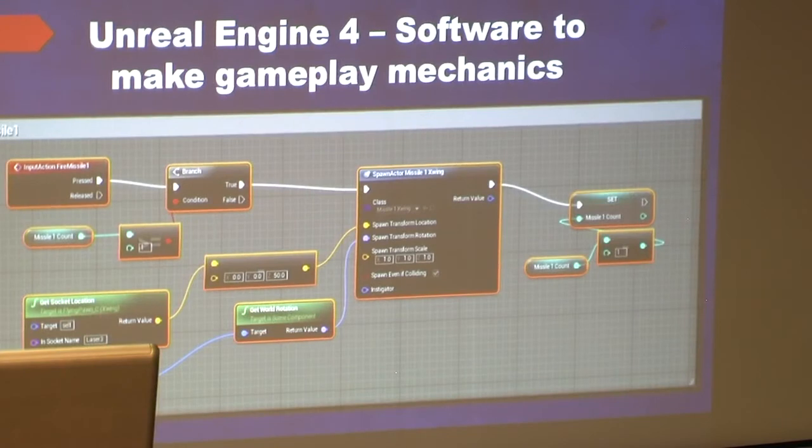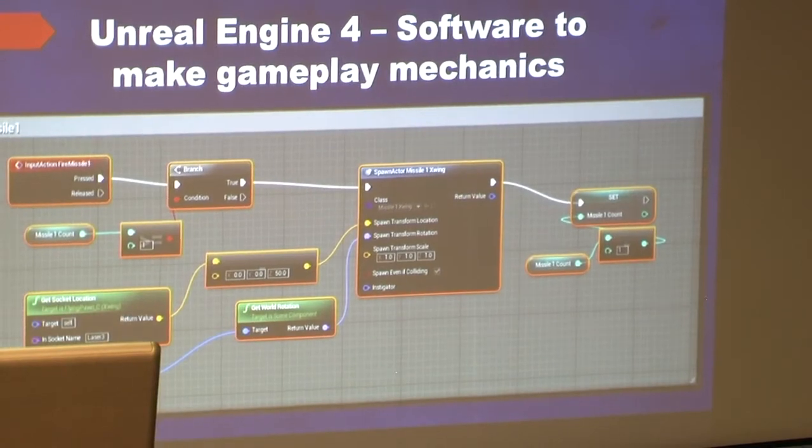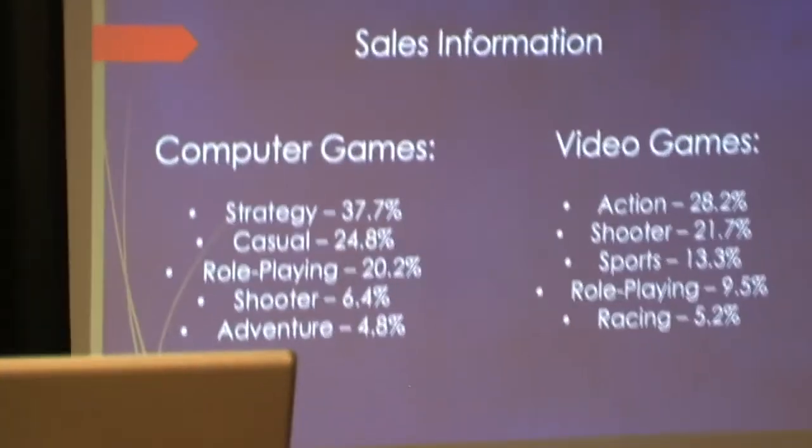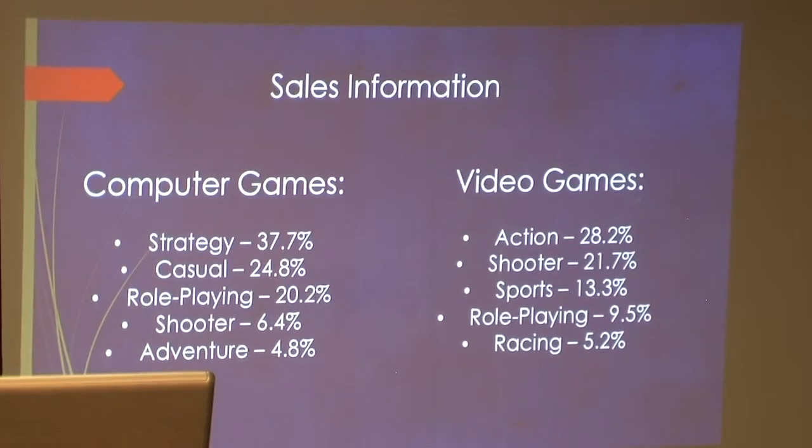The Unreal software that we're using for the gameplay mechanics is Blueprints. It's pretty easy to use. This is another thing that we got from the ESA, which types sell the most in computer games, and then console games. In computer games, strategy is what players look for most, and then casual, role-playing, shooter, adventure. And on consoles, action is first, then shooter, sports, role-playing, and racing. Having this information helps you decide what type of game you want to design if you really want to make money, and not just make your own cool game.